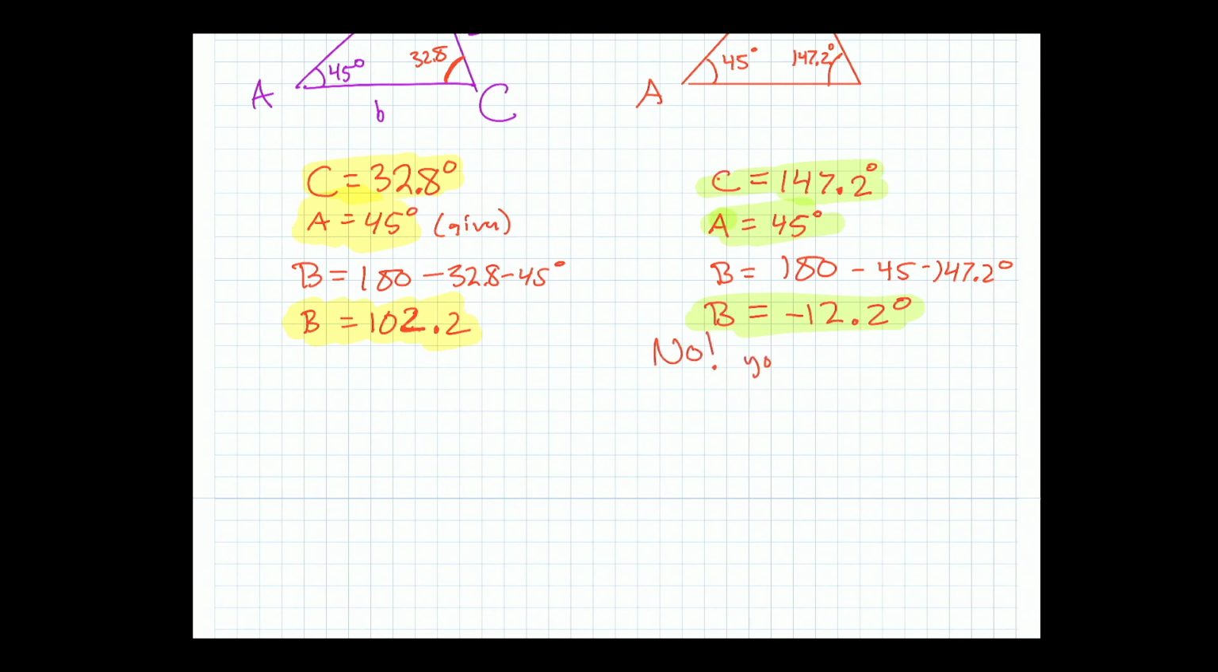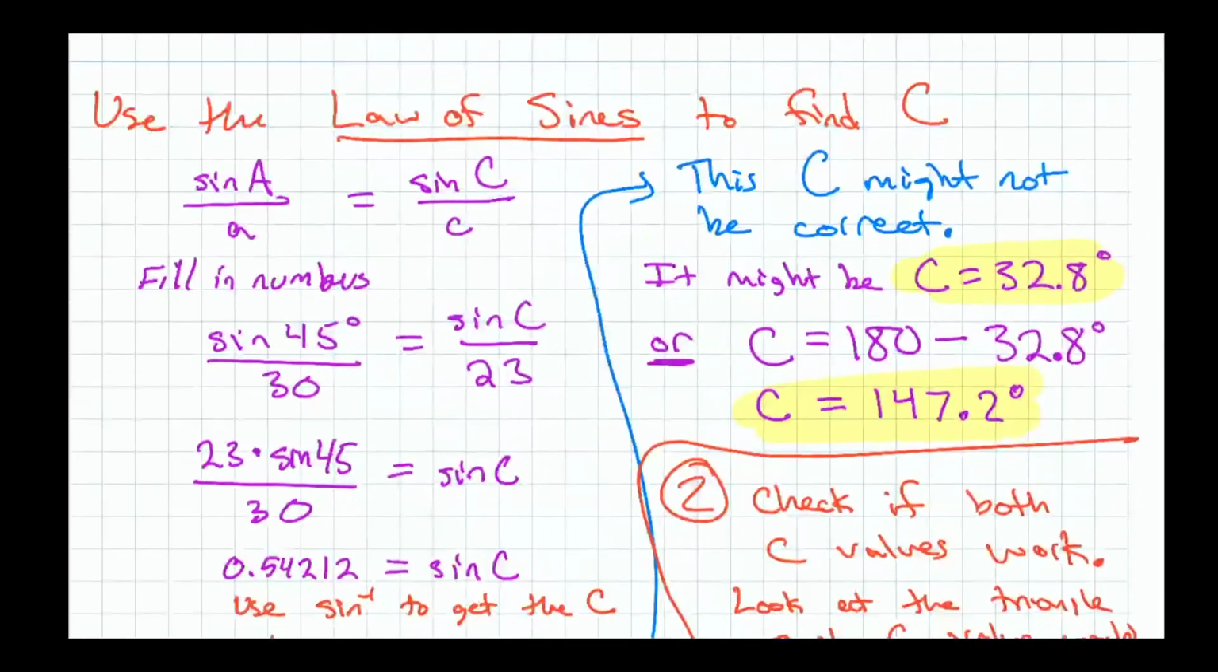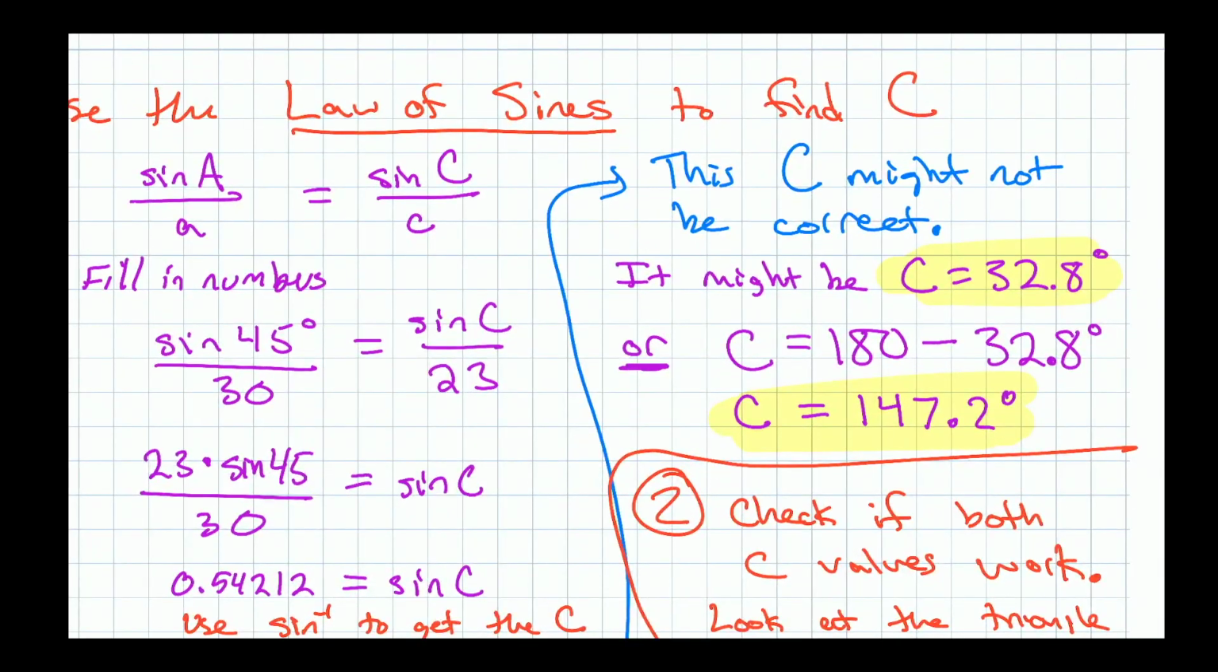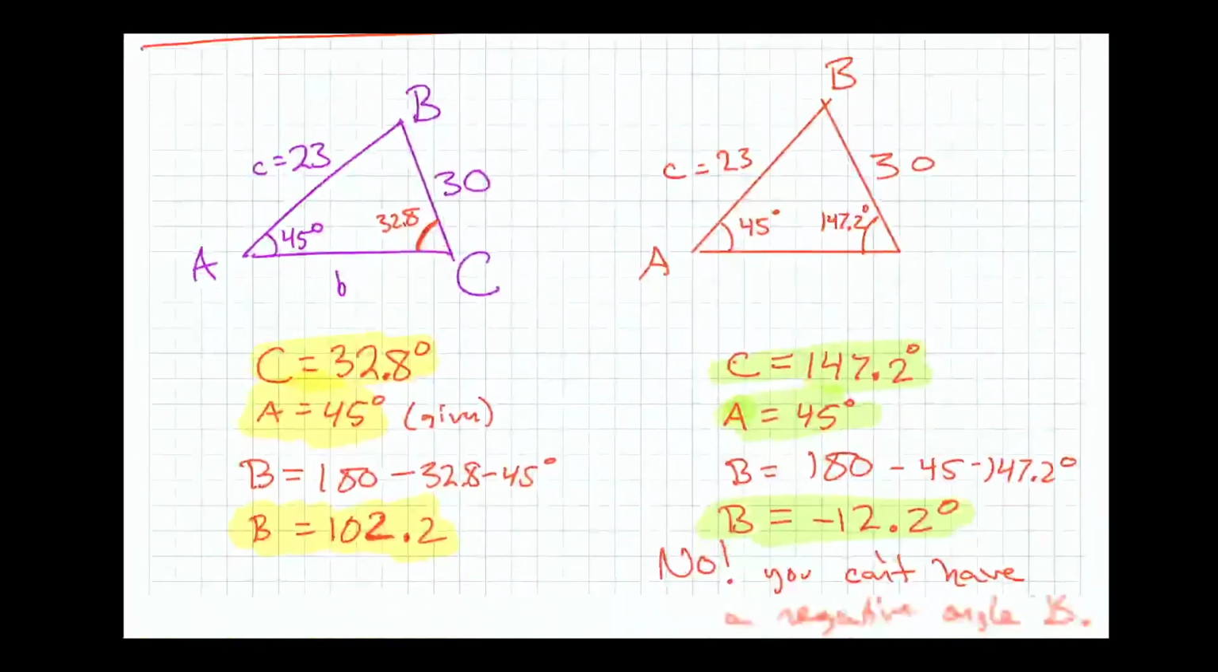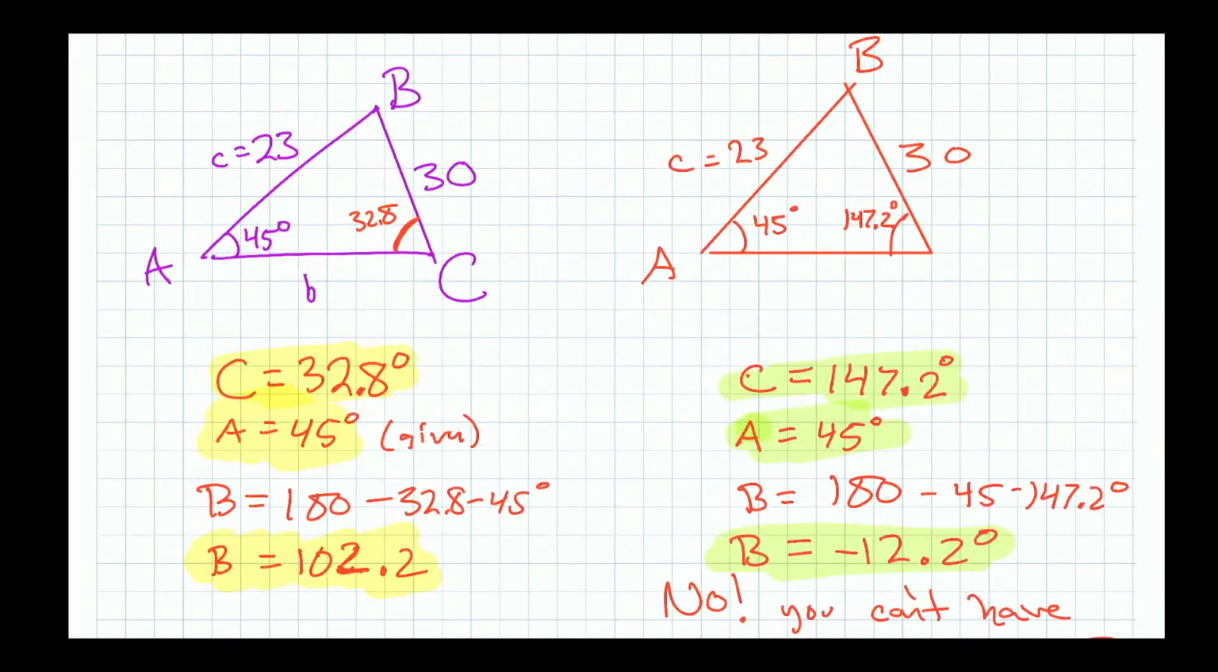So that's what happens here. No. You can't have a negative angle B. So do you see? What you do is when you get these two, you calculate two different angles for C, the one that you calculate and then 180 minus that, those are your two C values, and then you just draw the triangles, but when you try to deal with them, one of them might be bad. Now, I say might because this doesn't always happen. Sometimes you just get two triangles, okay?